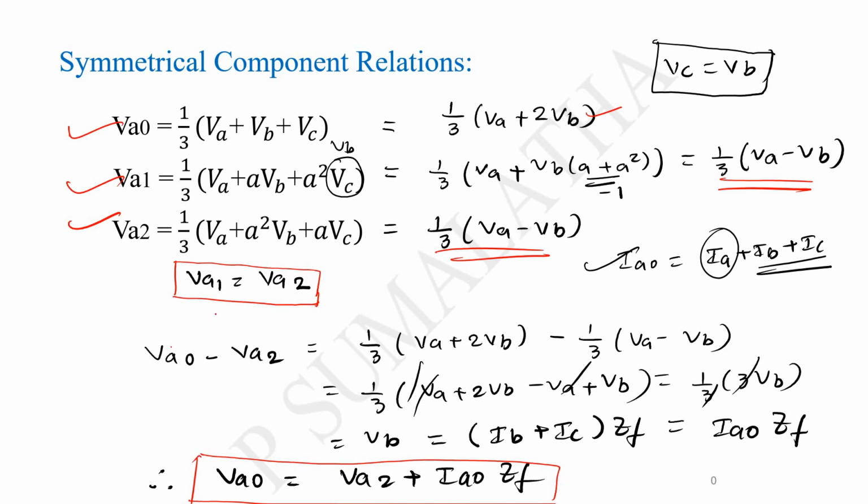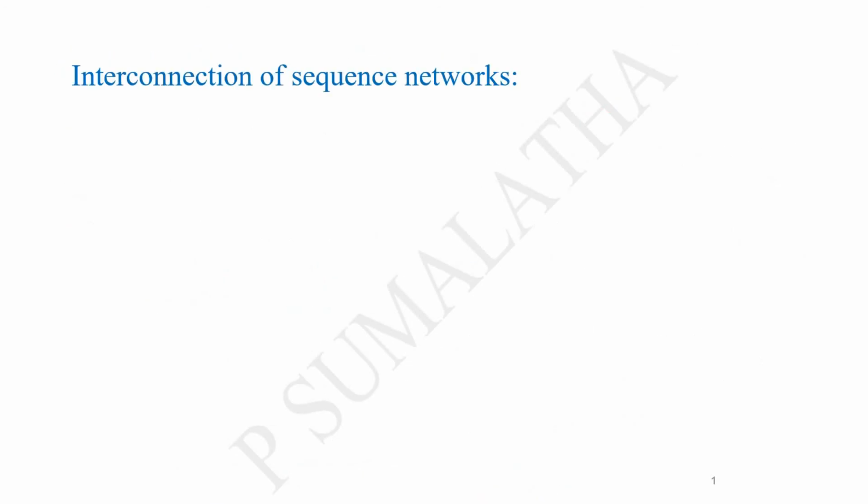So what is the relation? The positive and the negative sequence networks are connected in parallel. Between the zero sequence and the negative sequence, we have an impedance ZF. That's it. So let us do the interconnection of the sequence network. Let us take the positive sequence network and the negative sequence network. So now these two we are going to connect directly in the parallel connection.